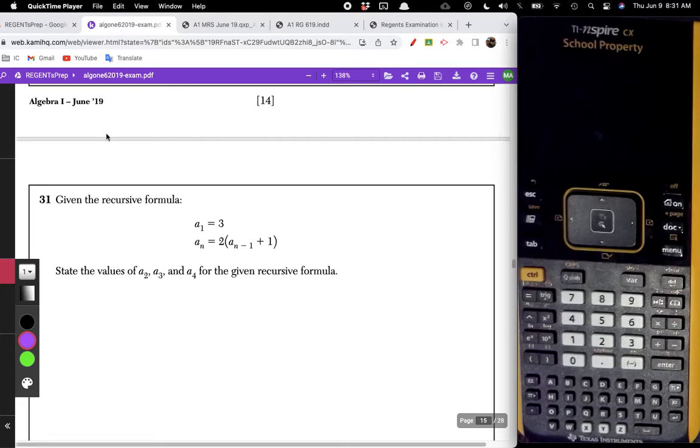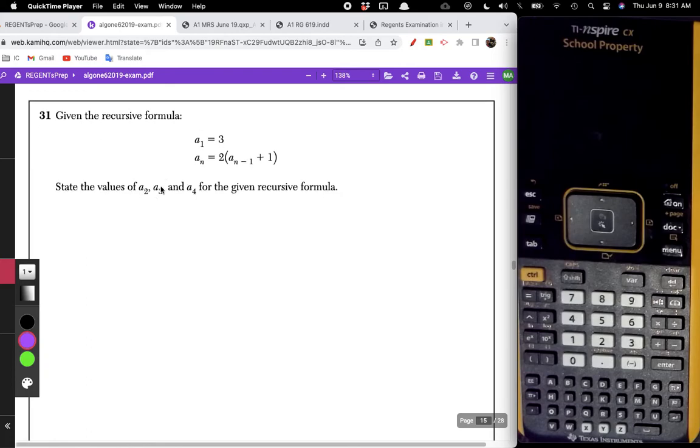Right, so we are looking at the Algebra 1 June 2019 regions. We are going to start with question number 31. Now, I love this question, but that's mostly because I'm a computer science teacher and recursion's a cool thing, and I like that it's introduced in Algebra 1. Most people get very confused by this topic. I'm going to do my best to show you step by step how it's done.